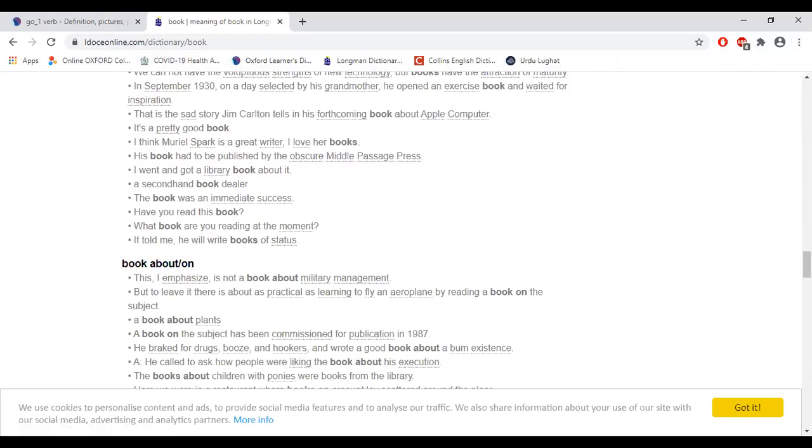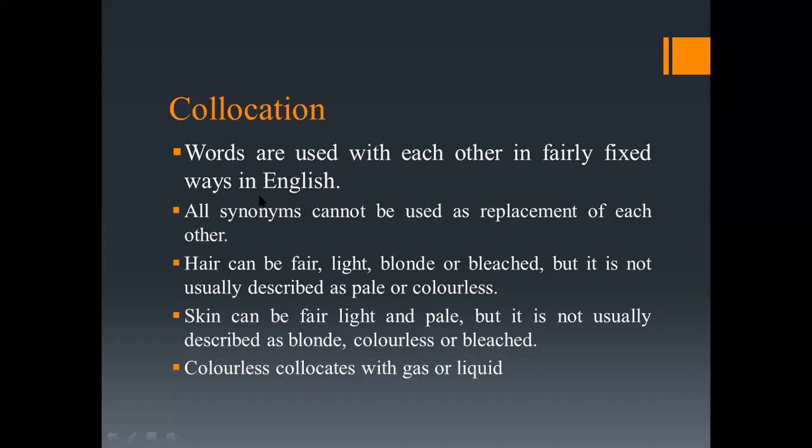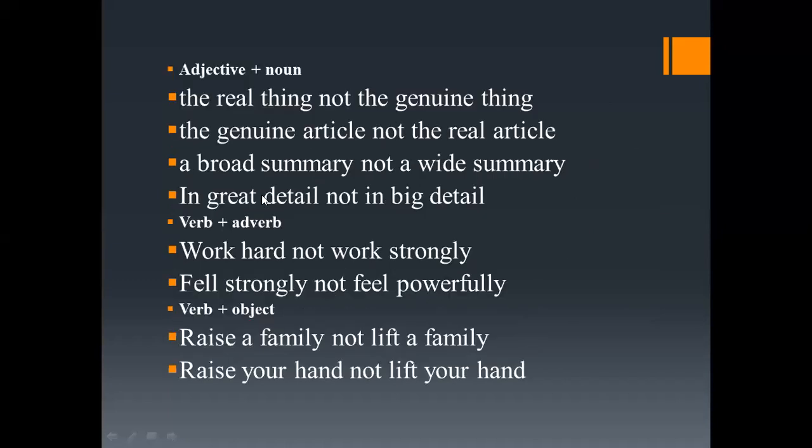Let's go back. So this is what we have in collocation. Further examples, adjective plus noun: the real thing, not the genuine thing. We say the real thing, not the genuine thing. Though real and genuine both have the same meaning, we don't use them in the same place. We do not say real thing, but we say genuine thing. But real we use with other things. The genuine article, not the real article.